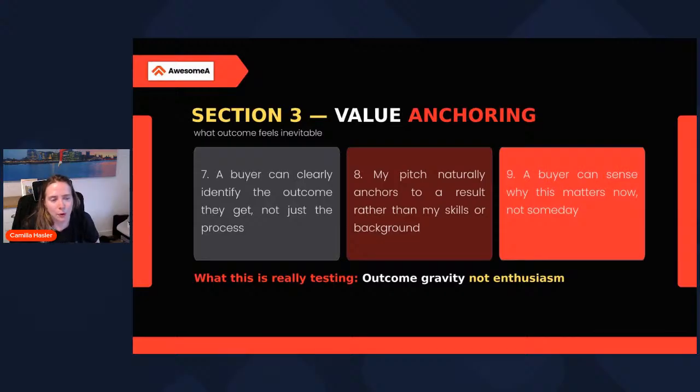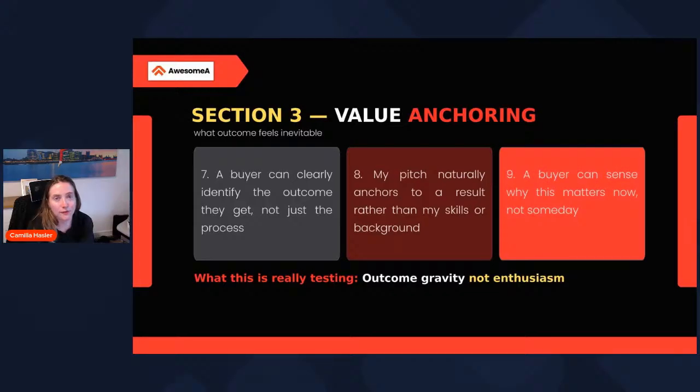And we just have a few more questions here. So keep going. If you're watching this on catch up, just keep going. So 0, 1, and 2 are the scores. Just take a piece of paper, write down the numbers 7, 8, and keep up with the points in the questions. So number 7, a buyer can clearly identify the outcome they get and not just the process. So do you mention an outcome in your pitch?